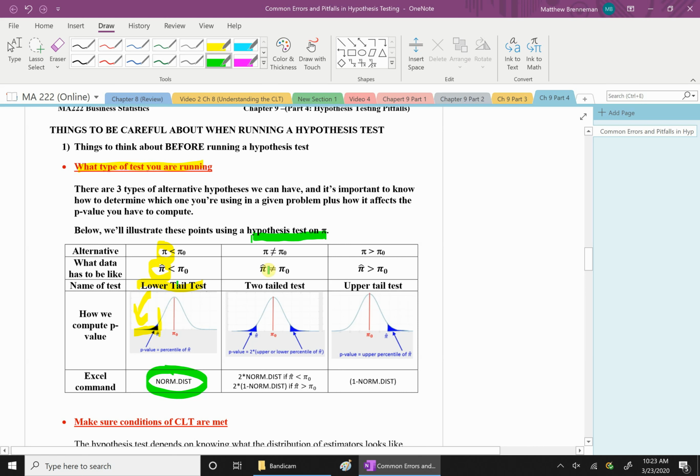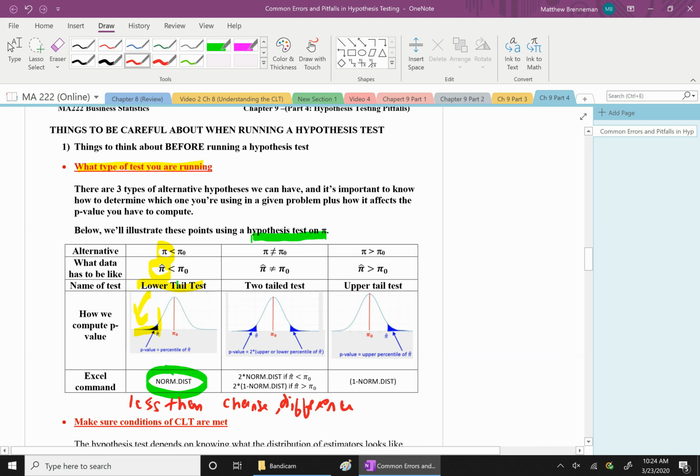On the other hand, we might be trying to prove that it's different than pi naught. So notice that when you're running a lower tail test, there has to be language indicating that. So you're going to be looking for things like, is the population percentage less than? Has it decreased, right? Here, the wording that we're going to be looking for is to see if there's a difference or a change. So here you're going to see wording like less than or decrease. Here you're going to see wording like we want to see if there's been a change or a difference.